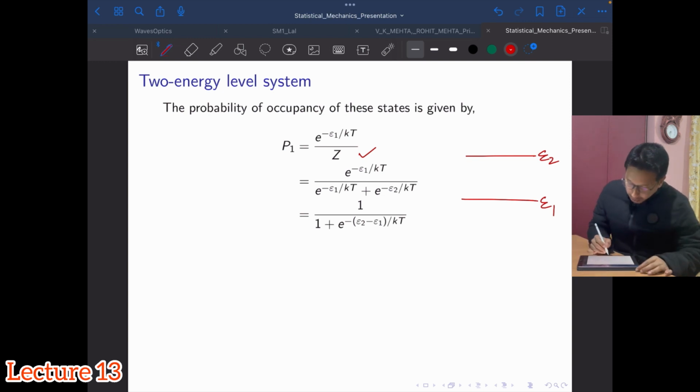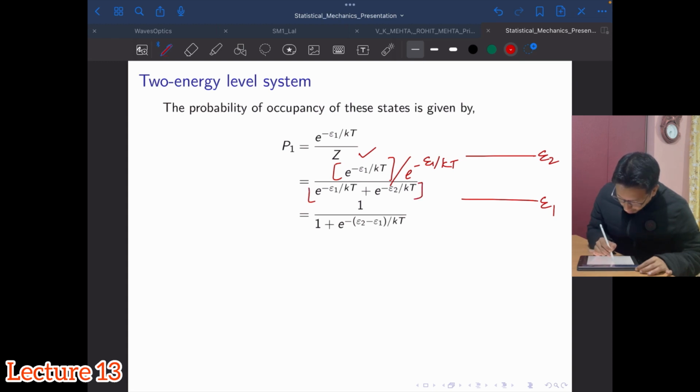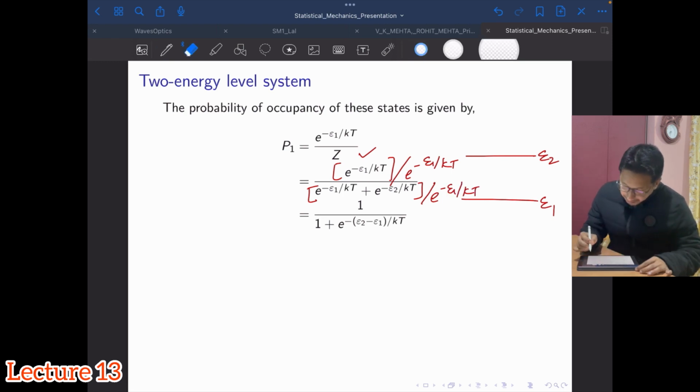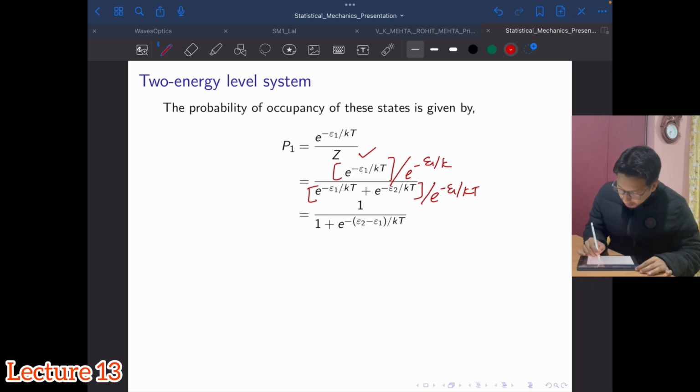So you substitute for Z, and then in this expression you divide the numerator and denominator by e to the power minus E1 by KT. So on top, in the numerator, and in the denominator you divide by this term. And you will end up getting this expression.